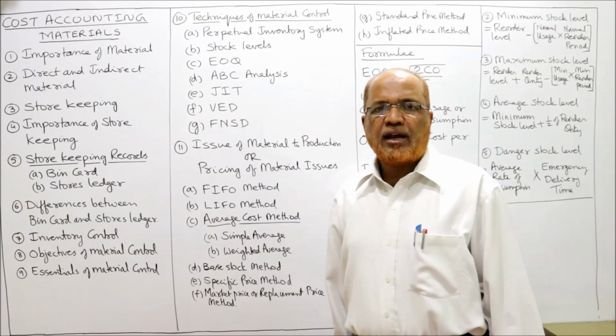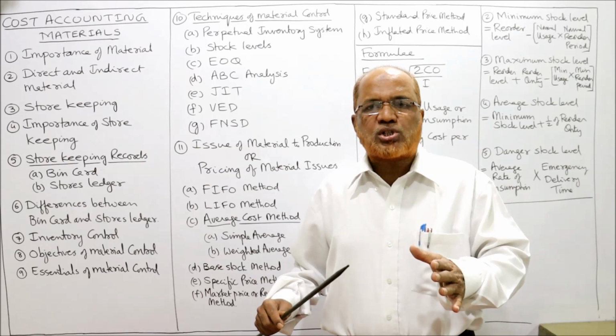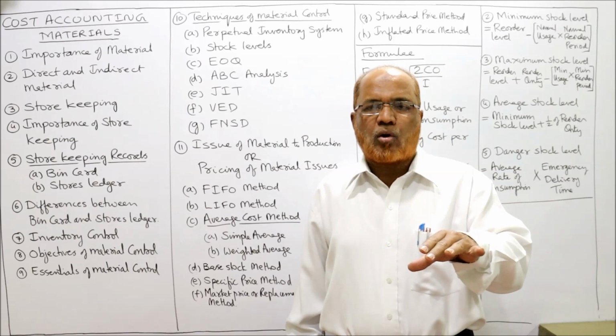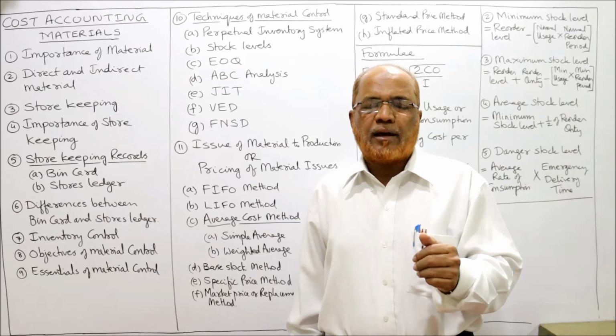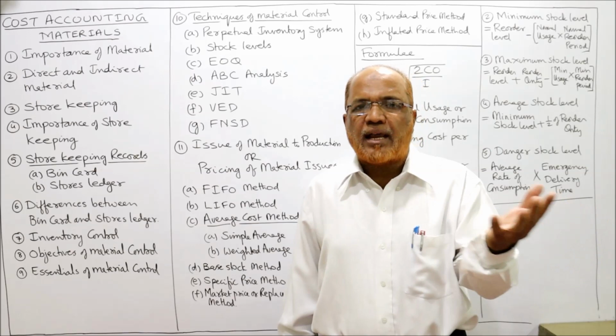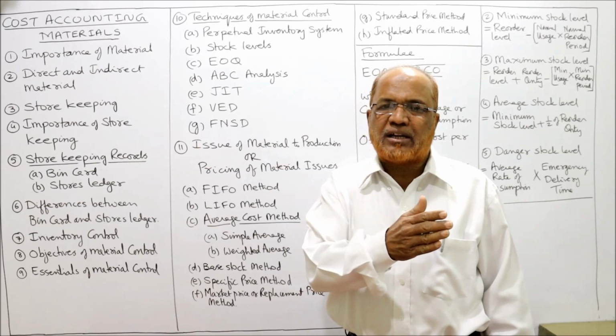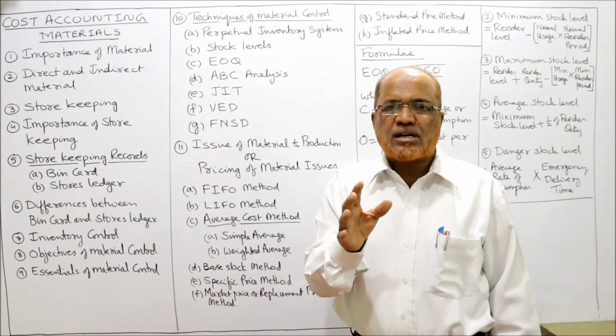Now, inventory control. Inventory control, or material control, or stores control, is concerned with all the aspects regarding recording the order for material, receiving the material, inspecting the material, storing the material and usage of material. It is concerned with all the stages of material from placing the order till the material is consumed. The first step, the order is placed for procuring the material by the purchasing department.